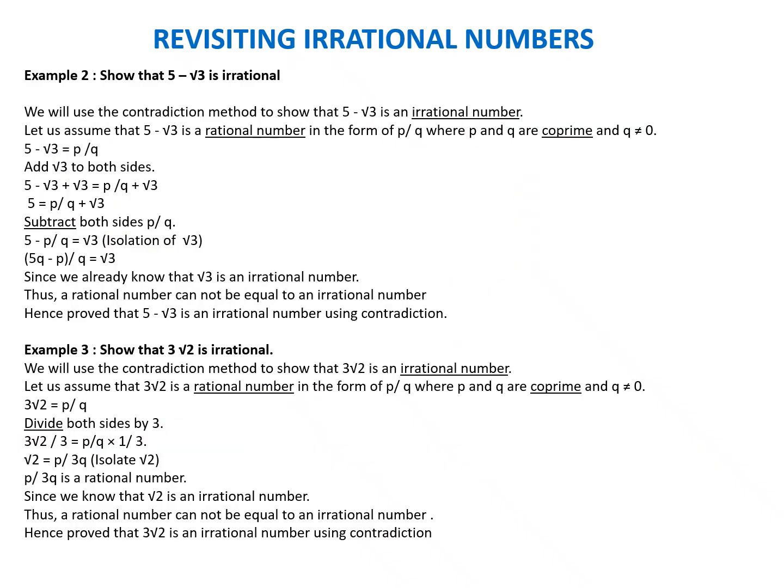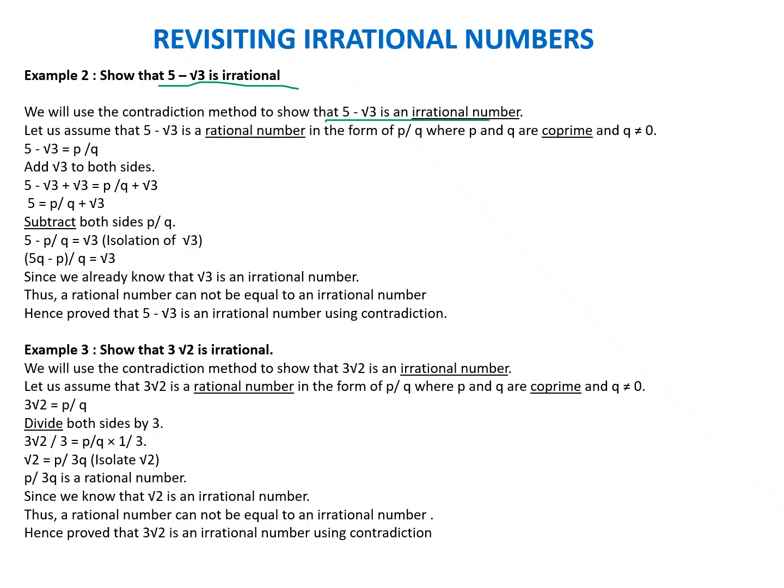Okay, so in this slide, we are going to talk about example 2. Example 2 is: show that 5 minus root 3 is irrational. Now, we are not going to explain again that root 3 is irrational by applying the logic that we used in the previous example. Here, we are going to use the property that the square root of a prime number is irrational. So we'll use the contradiction method here.